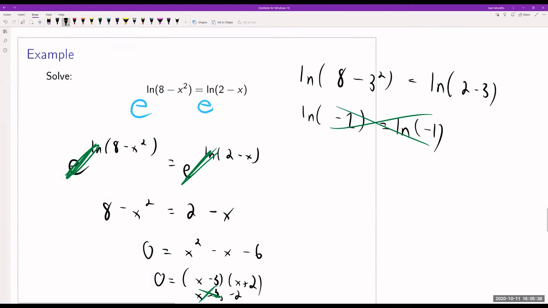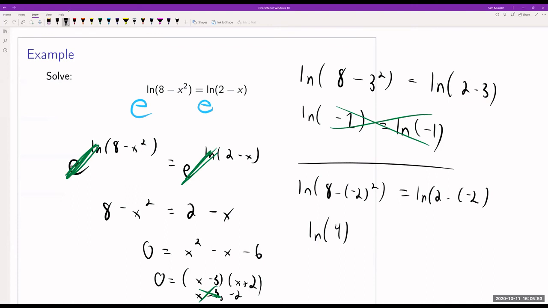We'll try the same thing out with negative 2. ln of (8 minus negative 2) squared comes out to be ln of 2 squared, which is 4, ln of 4. And ln of 2 minus negative 2 is ln of 4. This one is okay. There's no negatives inside our ln, so negative 2 will be an actual answer. Make sure you always take this time to check for extraneous solutions with log, because they will show up very, very frequently.